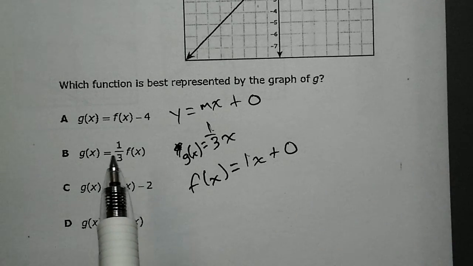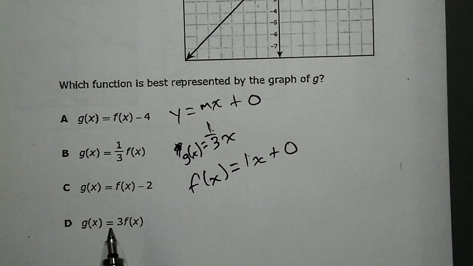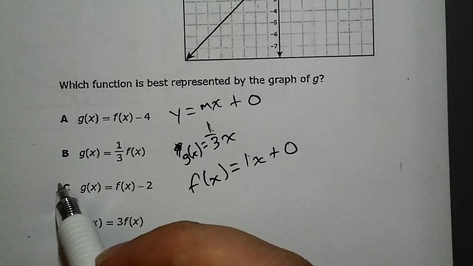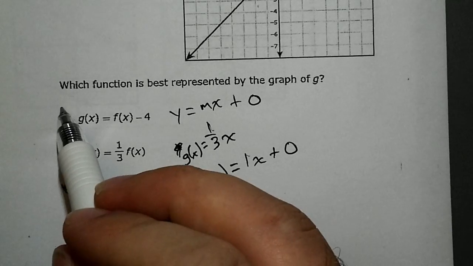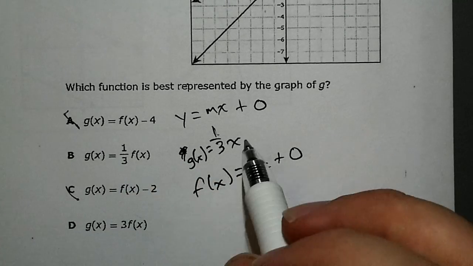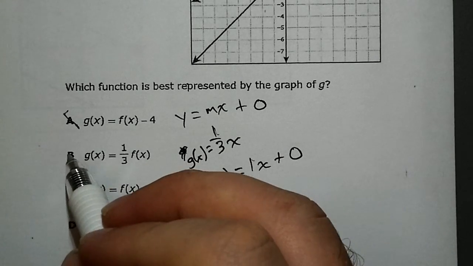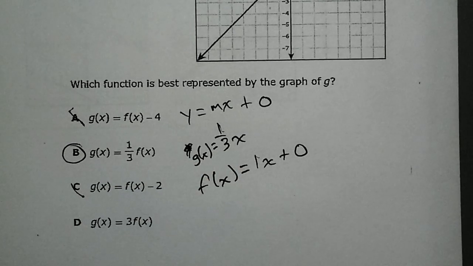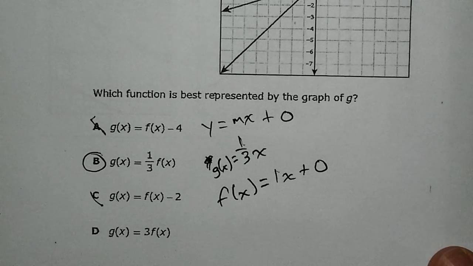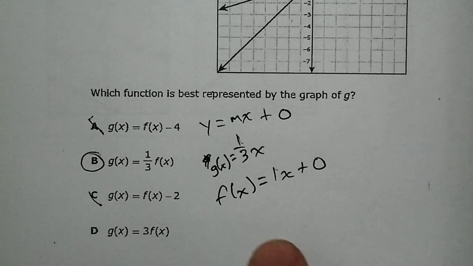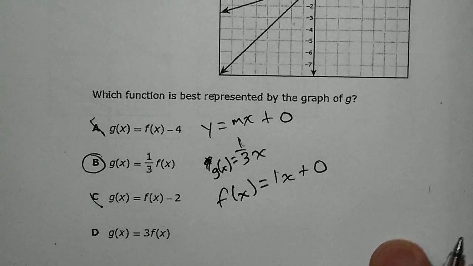So, is it 1/3 the value of f of x or 3 times the value of f of x? Because obviously it's not minus 2, it didn't move down. It's not minus 4, it didn't move down. This is 1/3 of the value of f of x, so it is b. I know that was written a little bit differently, but you have to think of plugging things in.